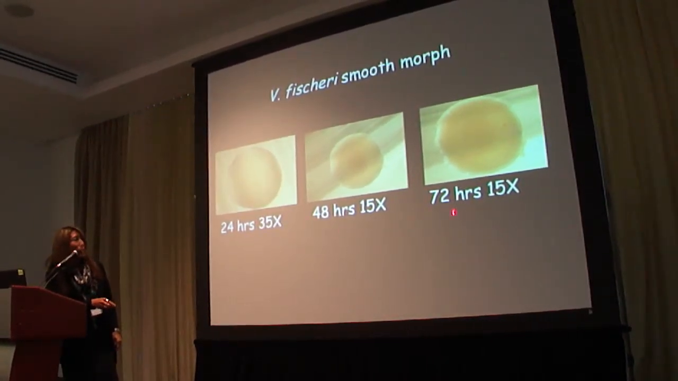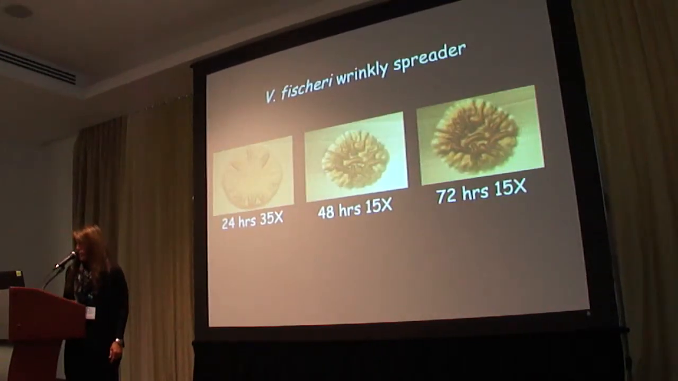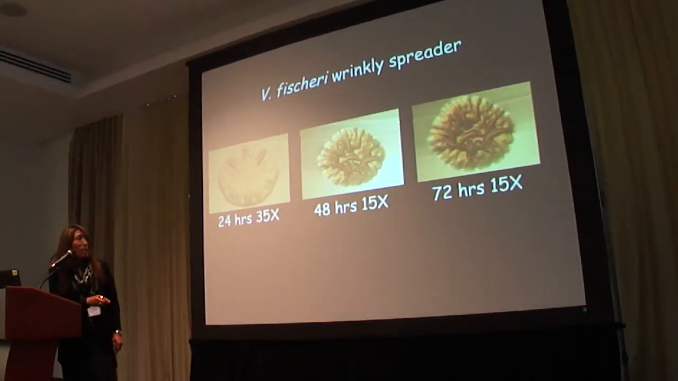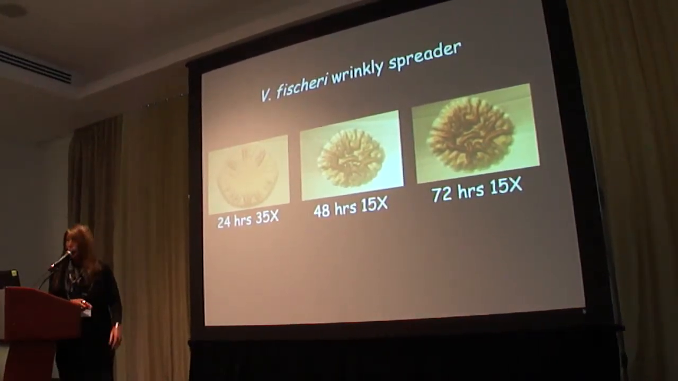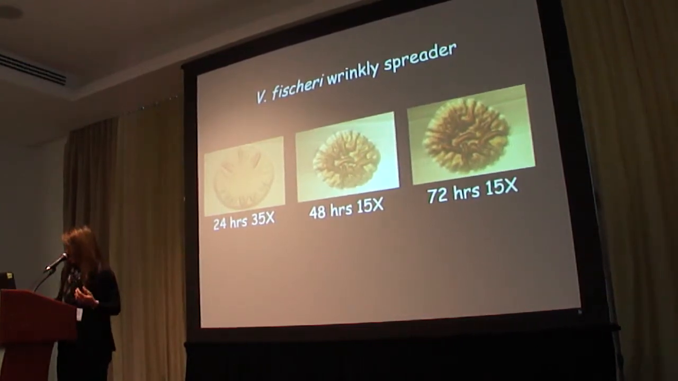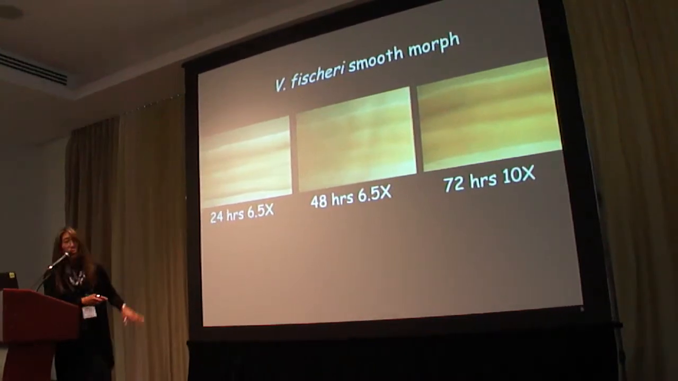So this is 1 day, 2 days, and 3 days. It still stays the same in terms of what it looks like. And this is the wrinkly spreader, at the same time points, 1 day, 2 days, and 3 days. It's the same thing; it gets more and more wrinkly. This pellicle really forms a stiff type of polysaccharide matrix. And then if you just do a cross-section again, same thing.